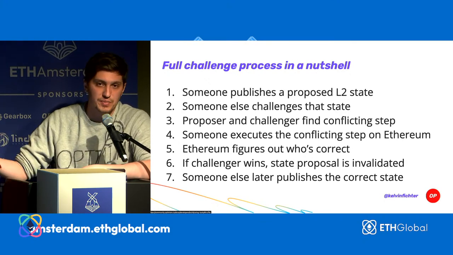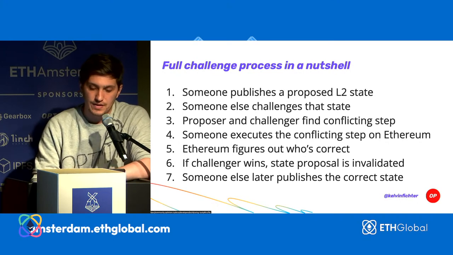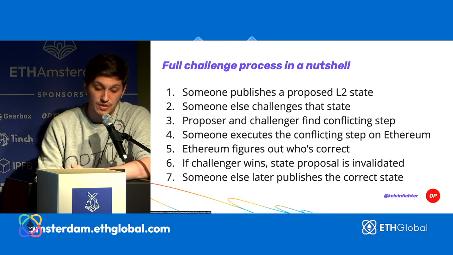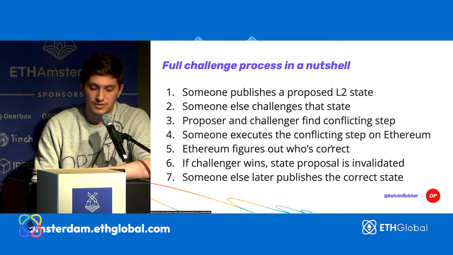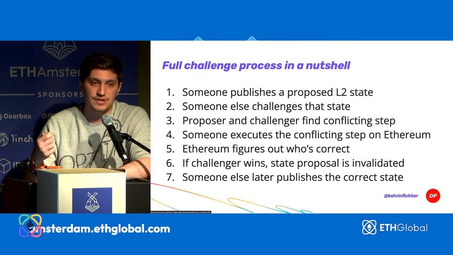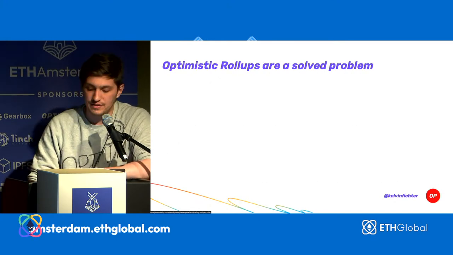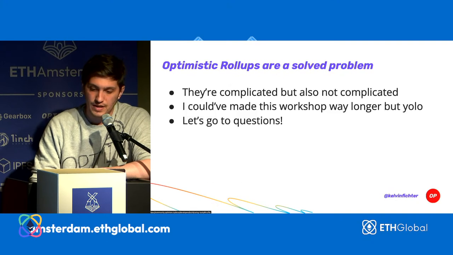And it's just a program. A machine architecture is just a program itself that takes instructions and generates some output. So you execute it. Then Ethereum knows who's correct because Ethereum's the one doing the execution, so it knows who wins. And if the challenger wins, then the state proposal is invalidated. And so this means that somebody else has to come in and say, actually, this was the correct result of executing that block on layer two or whatever it is.